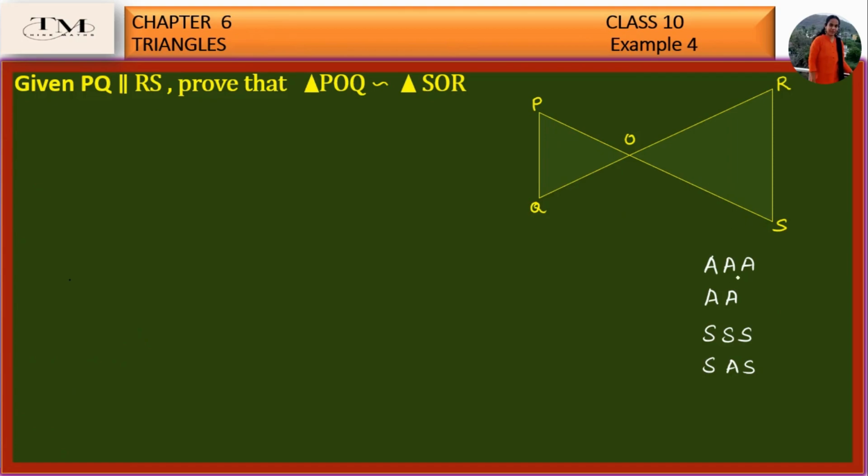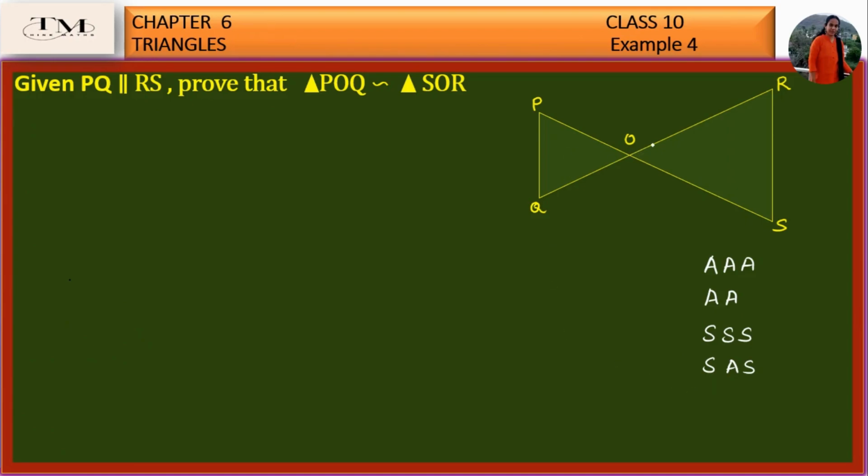So this is the AAA criteria. That is, if three angles are equal, then by AAA criteria, triangles will be similar. Or if just two angles are equal, then also triangles will be similar. If three corresponding sides are proportional, then we can say the triangles are similar. Or if two sides are proportional and the corresponding angle is equal, then by SAS criteria, we can say triangles are similar.